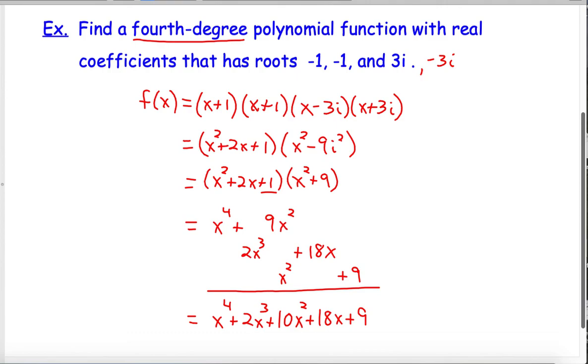unless I made a mistake. And let me check. I don't think I did. So that looks good. So this is my function. Now obviously I could have multiplied this by any constant in front here, 3 or -7 or whatever, but to keep my life simple, I won't do that. So I'm just going to leave it like that.